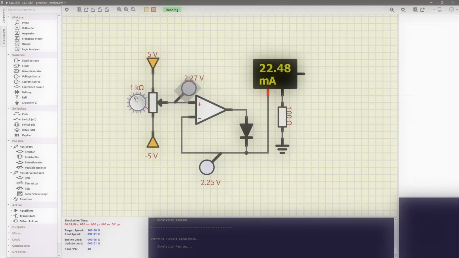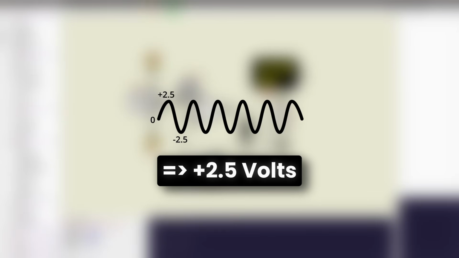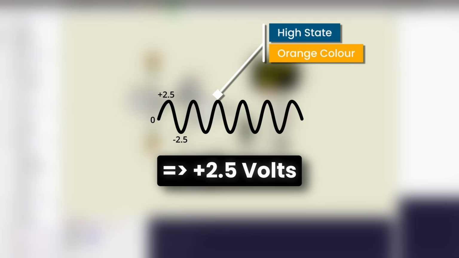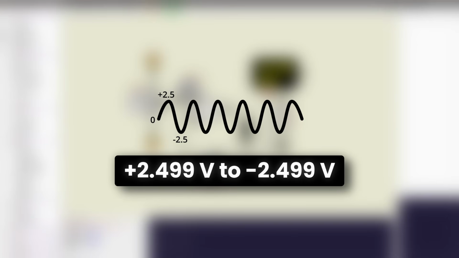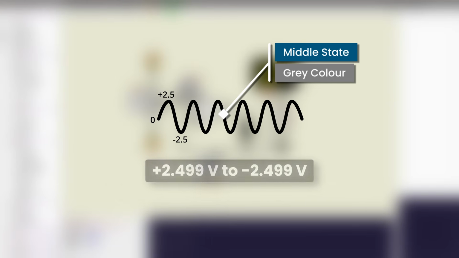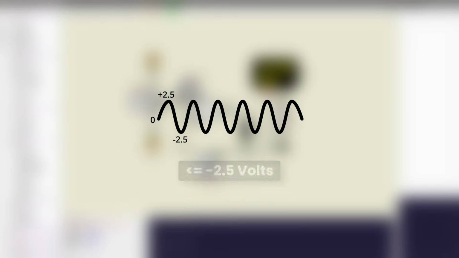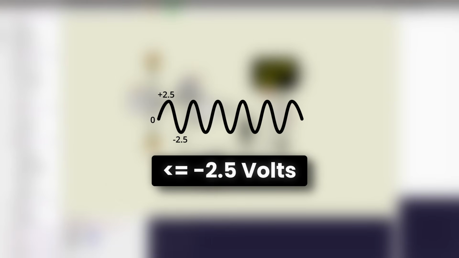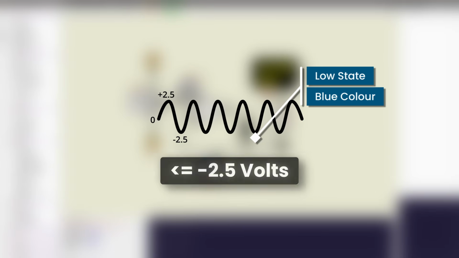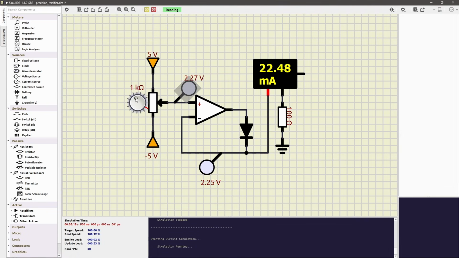To summarize, any voltage above plus 2.5 volts is considered a high state, and the probe turns orange. Any voltage between plus 2.49 volts and minus 2.49 volts is considered the middle state, and the probe remains gray. Any voltage below minus 2.5 volts is considered a low state, and the probe turns blue. This feature makes the probe especially useful when analyzing circuits that operate with both positive and negative voltage levels, allowing you to quickly identify the state of a signal during simulation.